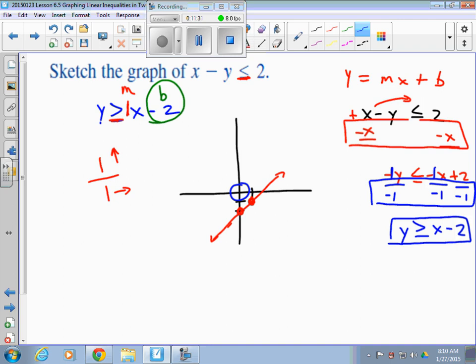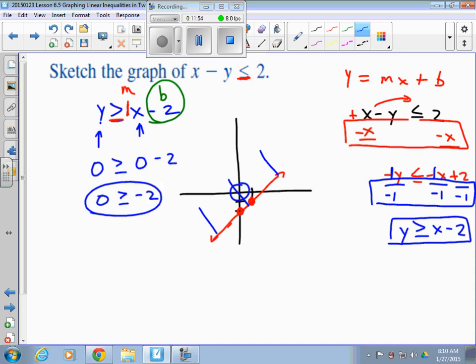Plug in 0. Go back to this inequality right here. Plug in 0 for y. 0 is greater than or equal to, plug in 0 for x, minus 2. 0 is greater than or equal to negative 2. True or false is what you have to determine. The big mouth is eating the bigger number. 0 is bigger than negative 2. So you shade towards 0, 0. And that's what your picture should look like.